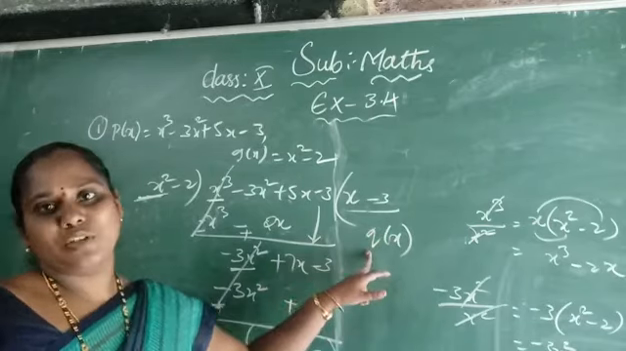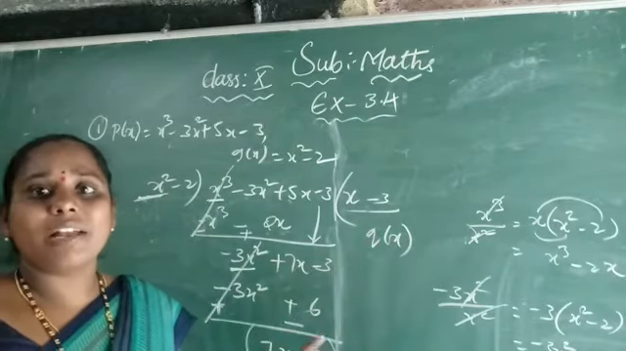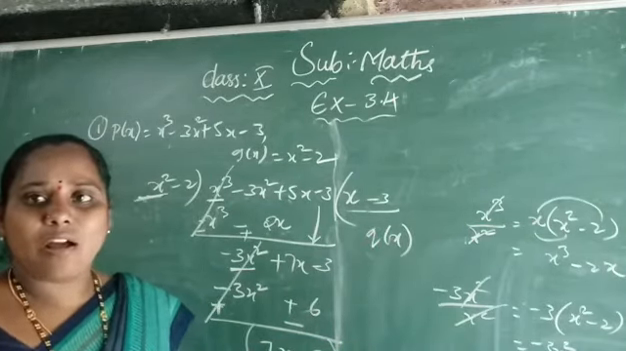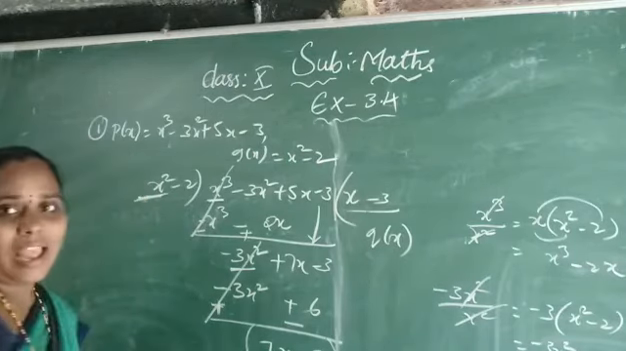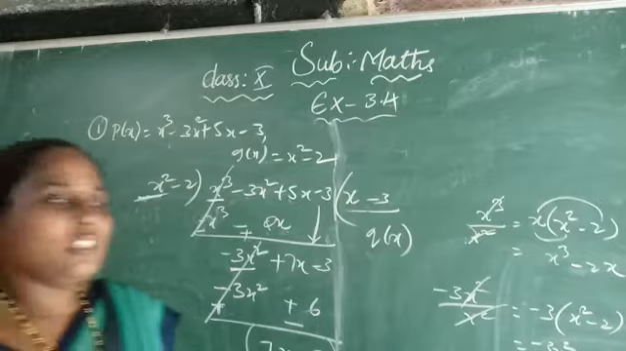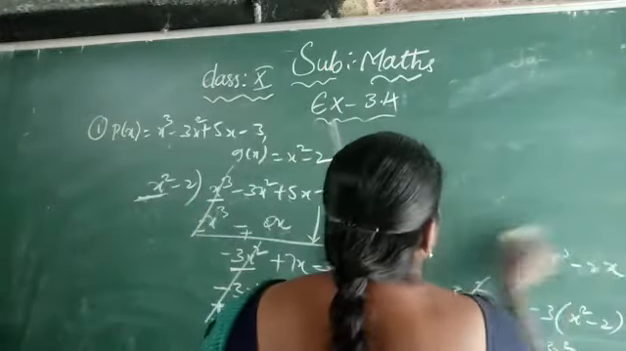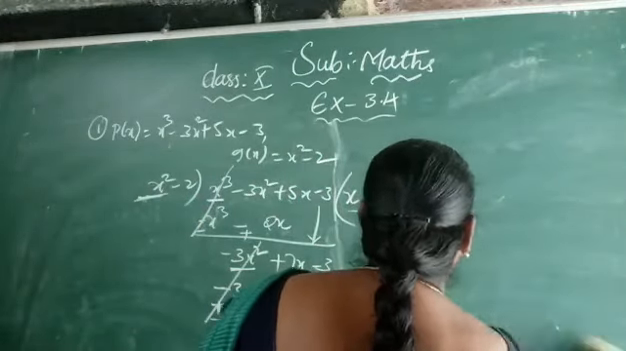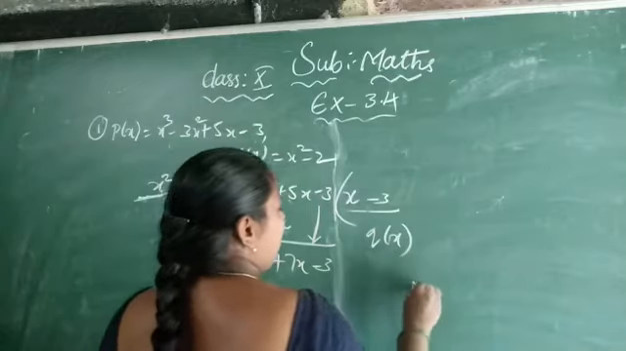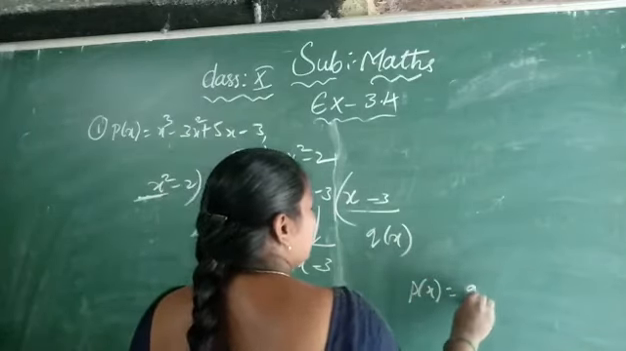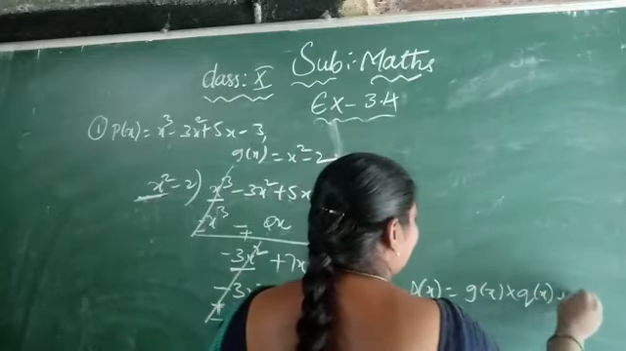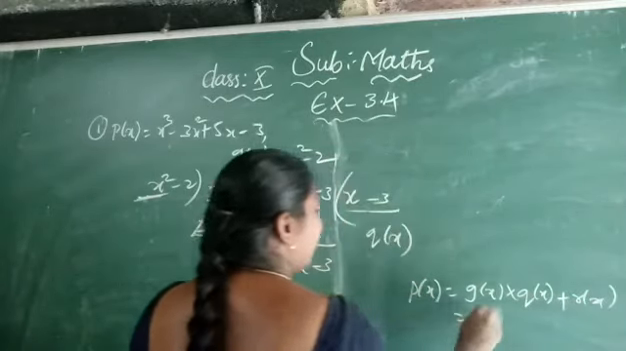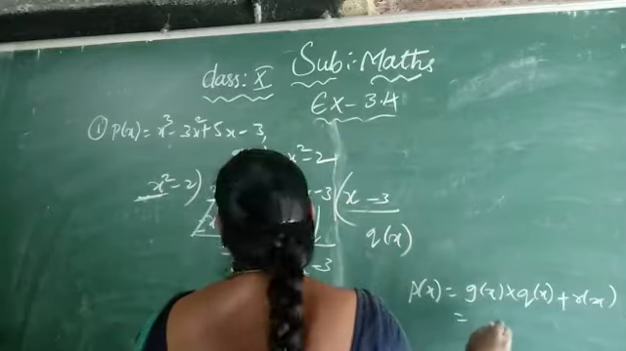This value is the quotient. If you have a doubt whether whatever you have done is right or wrong, and you are not able to understand, what you have to check? You have to check by using the dividend rule. I told the dividend rule just now. What is the dividend rule I told? P of x is equal to g of x into q of x plus r of x. Substitute in the places.